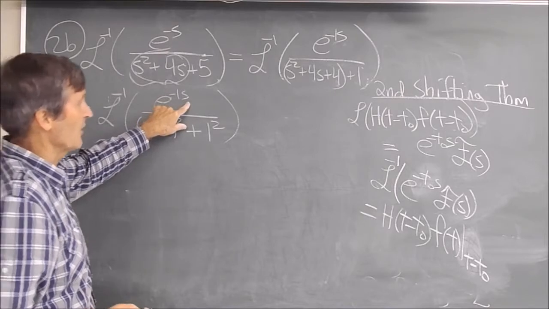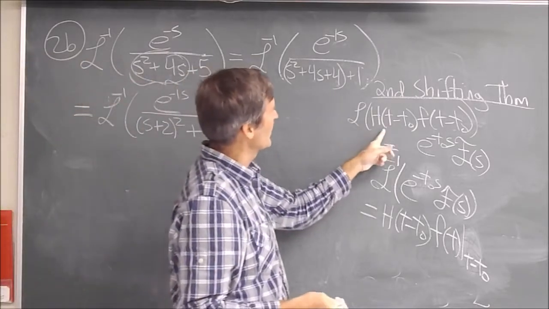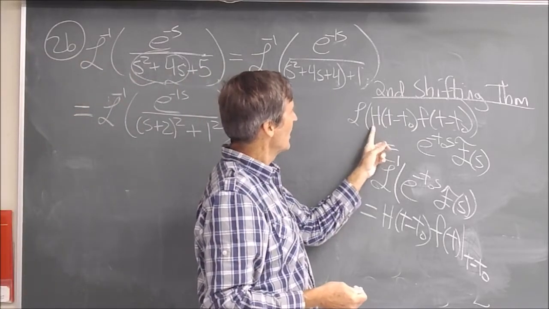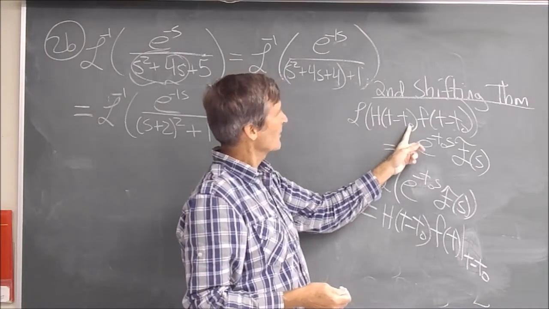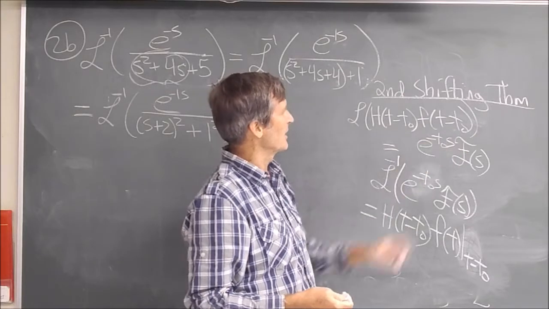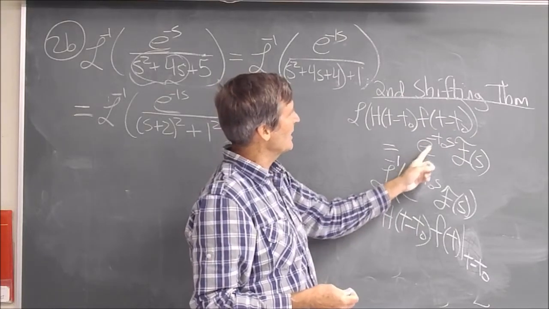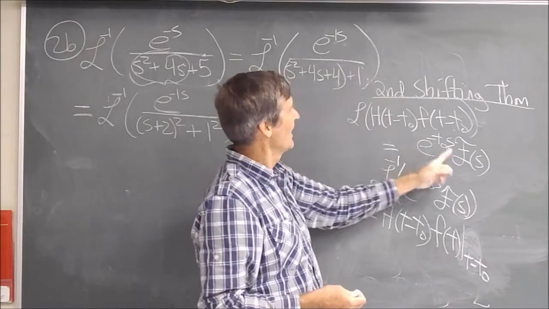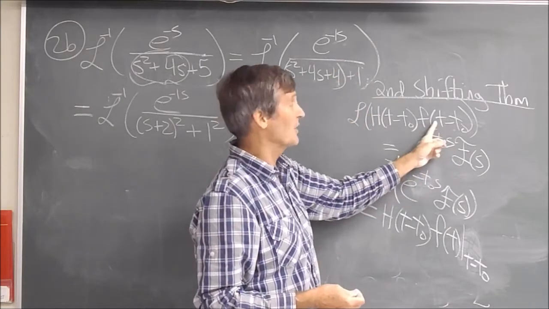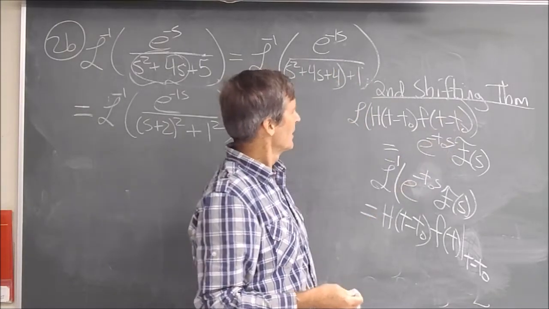This is the second shifting theorem, right? The second shifting theorem says that the Laplace transform of the Heaviside step function at t minus t0 times f shifted to t minus t0 is equal to e to the minus t0s times the transform of the unshifted function f of t.